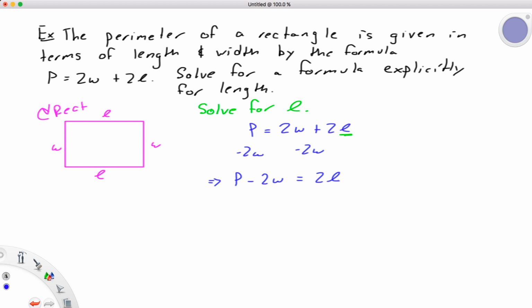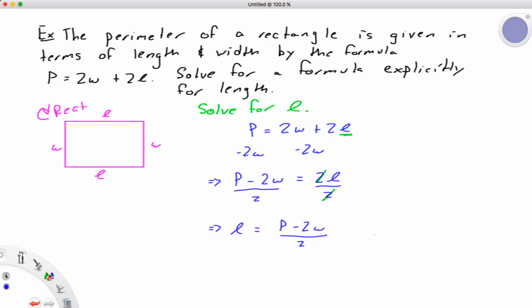We can continue this one step further. If we divide both sides by 2, right? 2 is being multiplied, so we'll do the opposite action, we'll divide. And once we do that, then we will be able to get L by itself, right? Because the 2 here in the numerator and the 2 here in the denominator will cancel each other out. And so that's going to leave us with L equal to P minus 2W divided by 2.